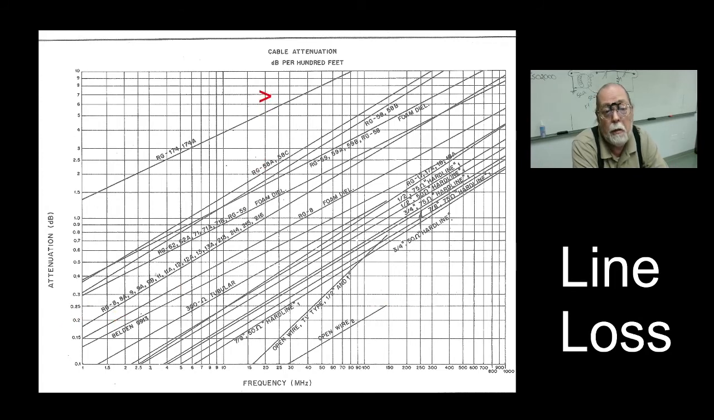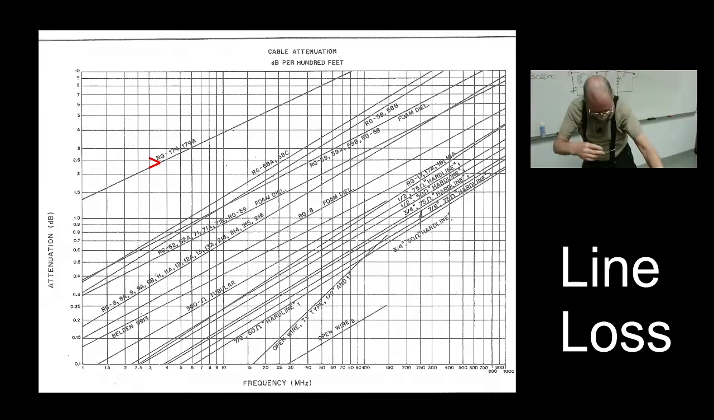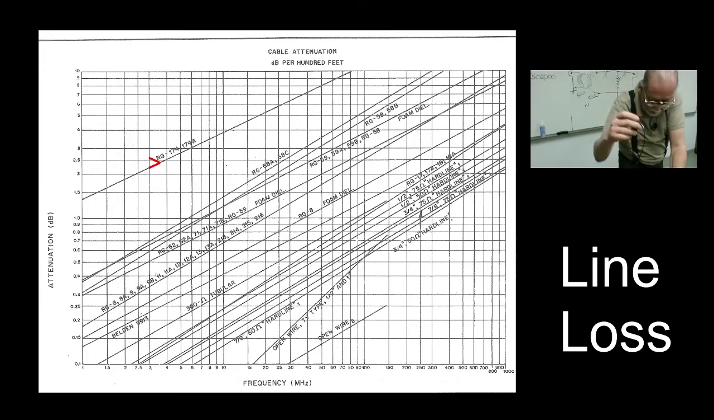This is for 100 feet of line. Now you can have that for 50 feet, which is maybe more realistic. But if you look at RG-174, hold on, I'm going to get some. This is RG-174. And it's this really thin stuff.